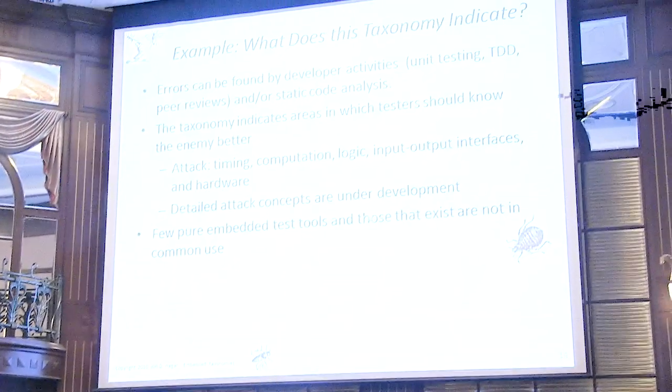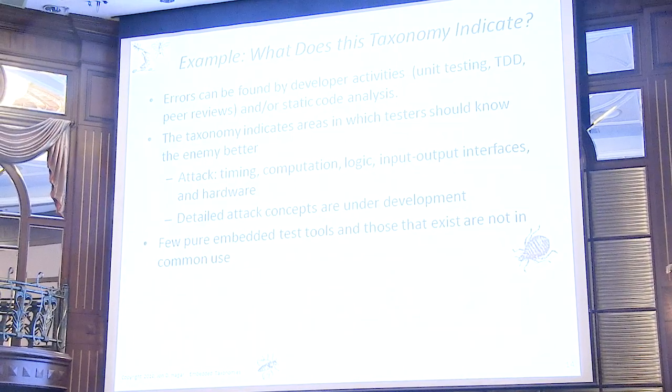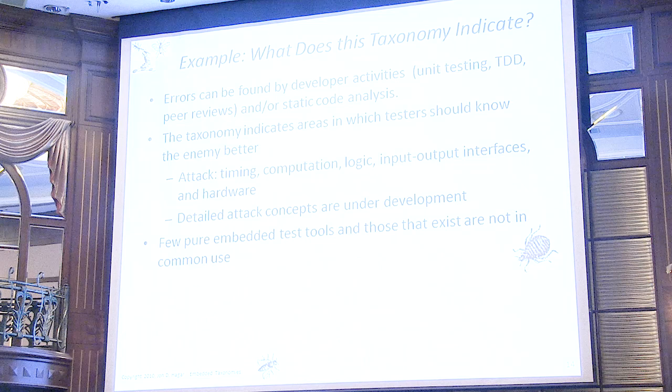What I found in the cases of what you were seeing earlier that drove me into some things in the book: errors can be found by developer activities, unit testing, test-driven development, peer reviews, static code analysis. So in the case of my book, compared to James Whitaker's work, I put in things for developer testing. I asked Whitaker about it, and he went, yeah, that's actually something I've realized too. So I extended some of his work from that.